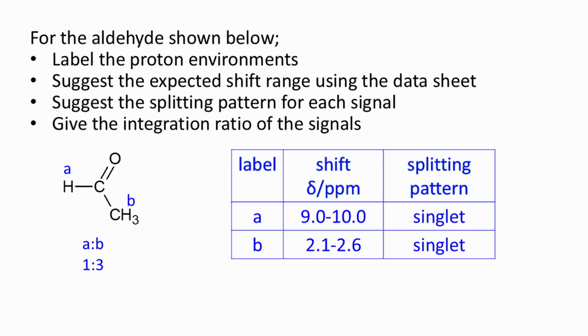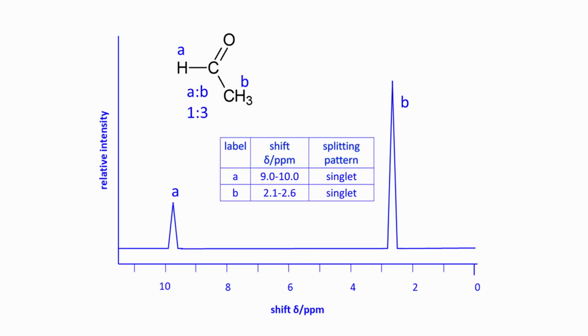There is one proton in environment A and there are 3 protons in environment B, so you would expect the integration ratio to be 1 to 3. Using a datasheet, we can see that the typical shift value for A would be between 9 and 10 delta/ppm. The typical shift range for environment B is between 2.1 and 2.6 delta/ppm. The carbonyl carbon here, the C double bond O, prevents splitting, so A and B both have 0 adjacent protons. The splitting pattern for A will be a singlet, the splitting pattern for B will also be a singlet.